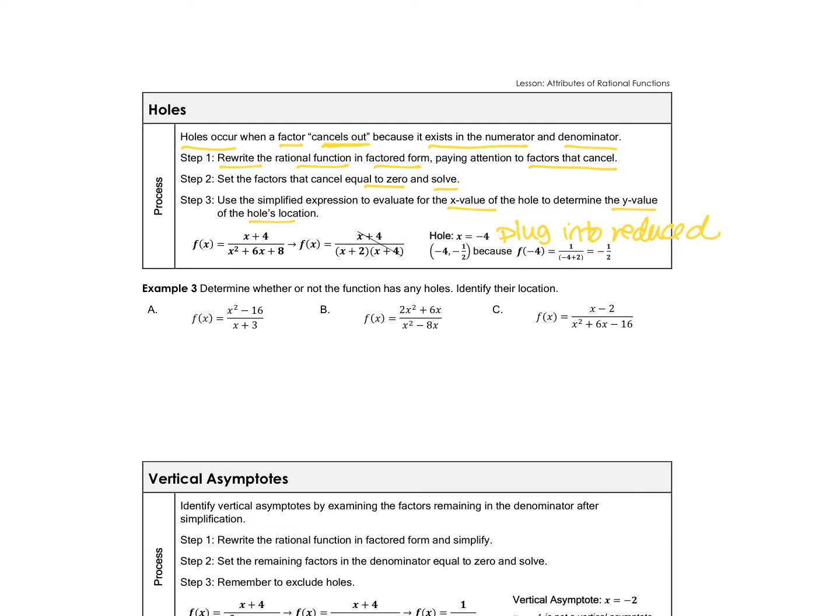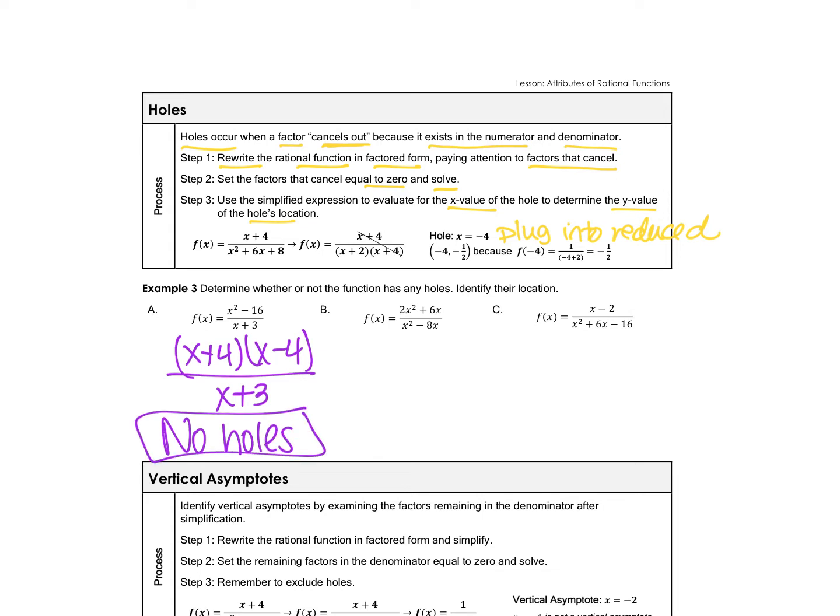Okay. So example 3, first thing, in order to find the holes, we're going to factor it. So looking at the numerator, I can factor x squared minus 16 to x plus 4, x minus 4, and then the bottom, I can't factor x plus 3. Notice we factor completely and nothing cancels out. In order for it to cancel, it has to look exactly the same. So we would not have any holes on this one, because nothing would cancel on top and bottom.